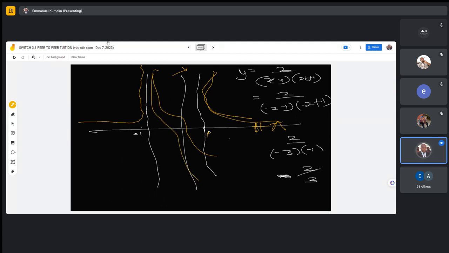Let me use a graph calculator and sketch this one quickly and see. It was 2 divided by bracket x minus 1 bracket, then x plus 1. Good. So let me clip it and come.